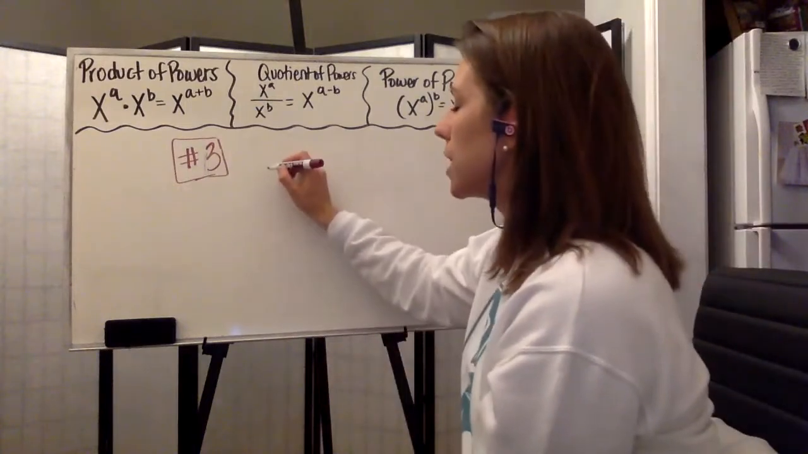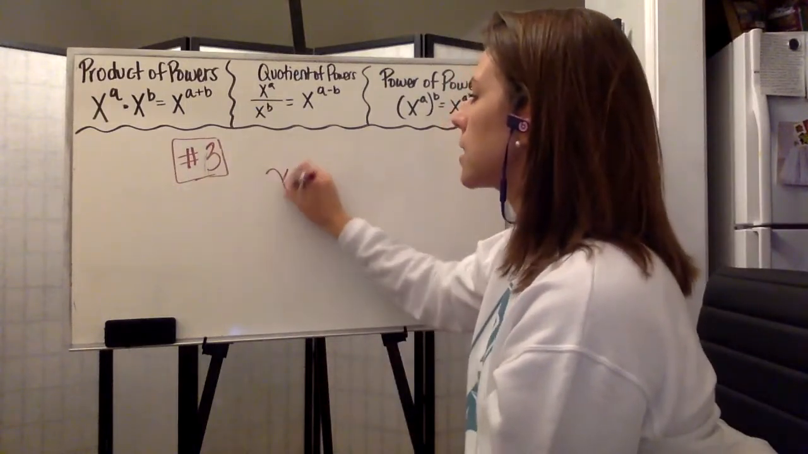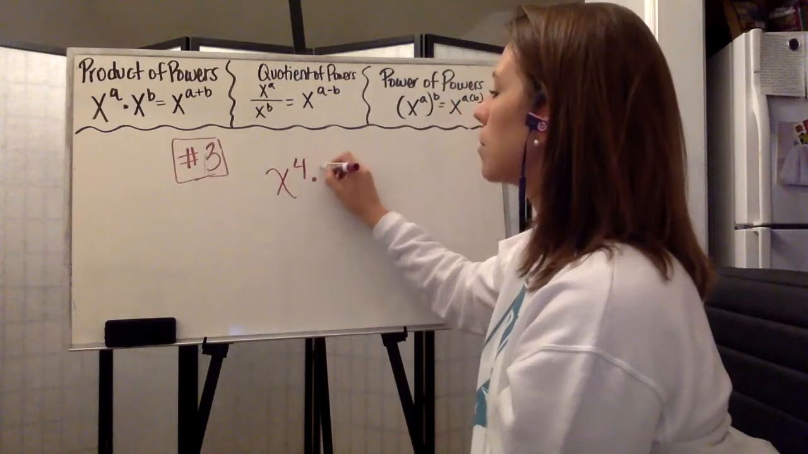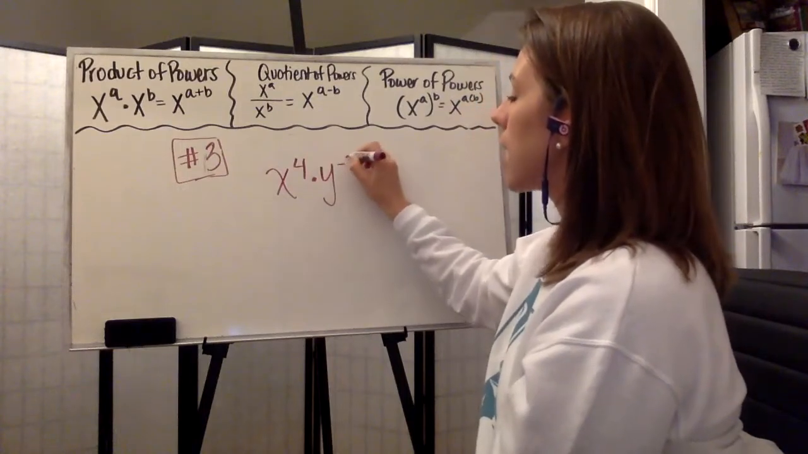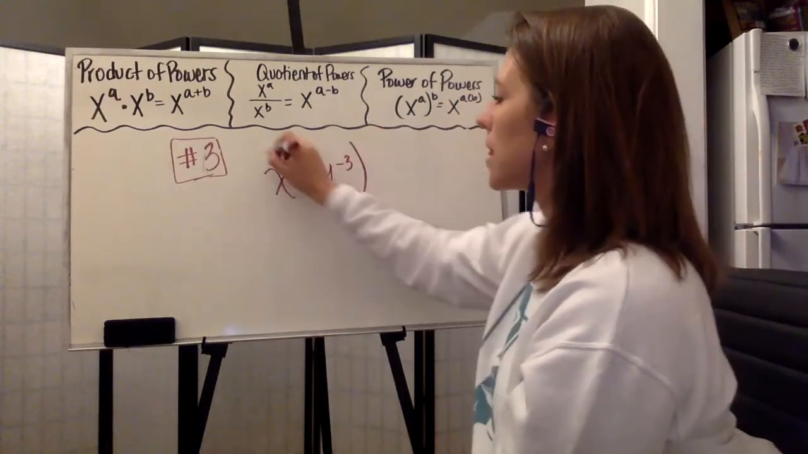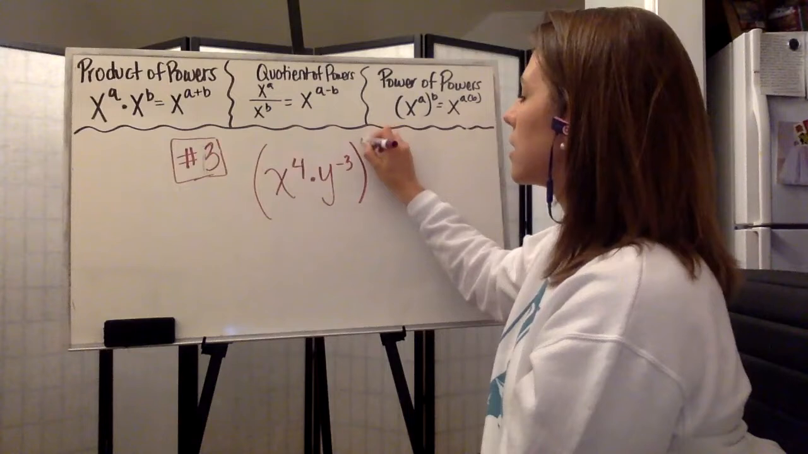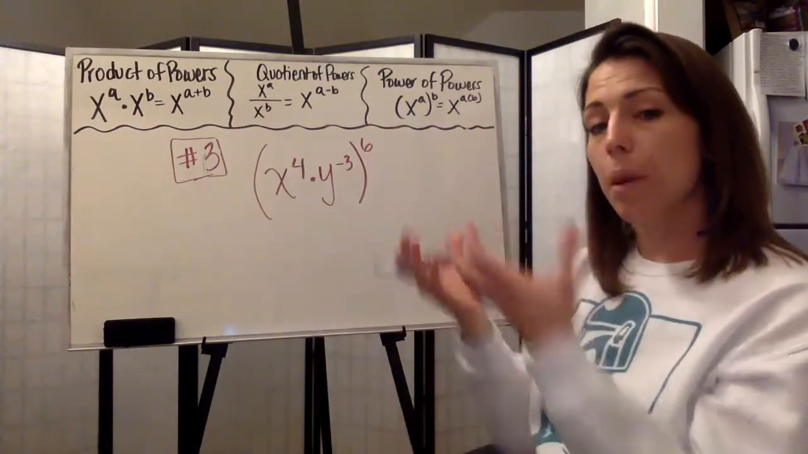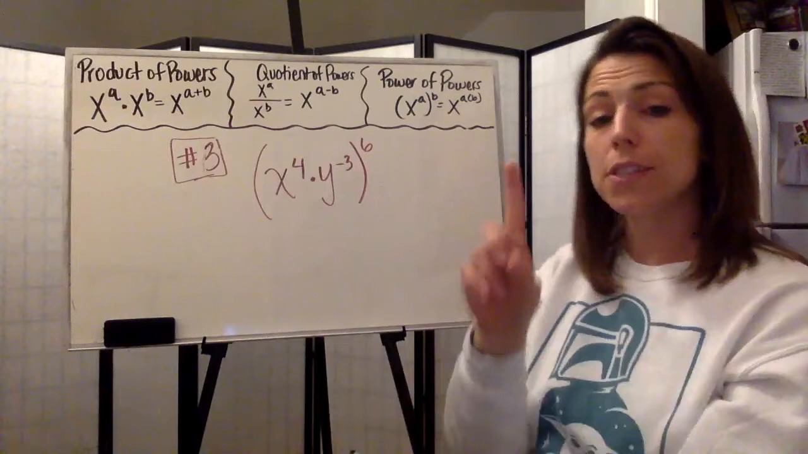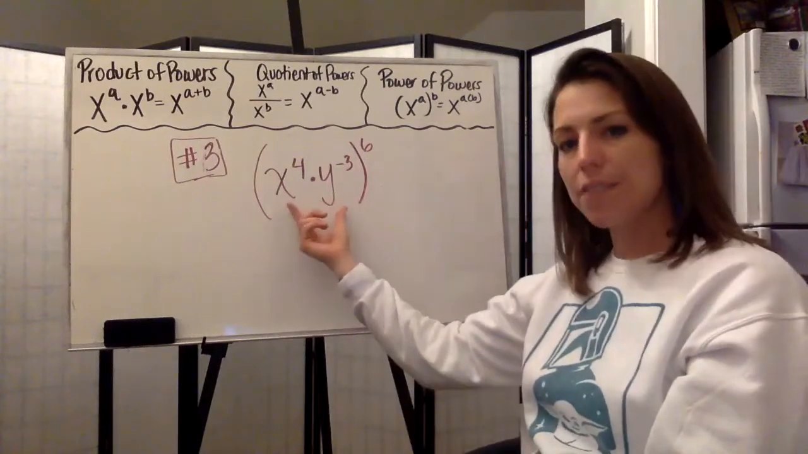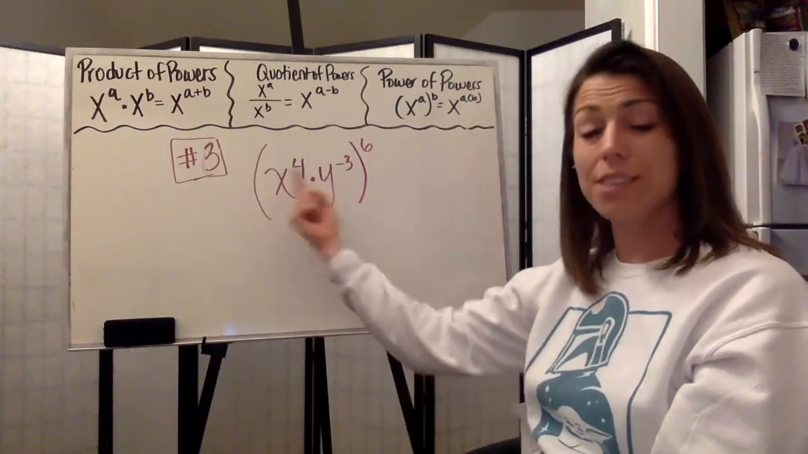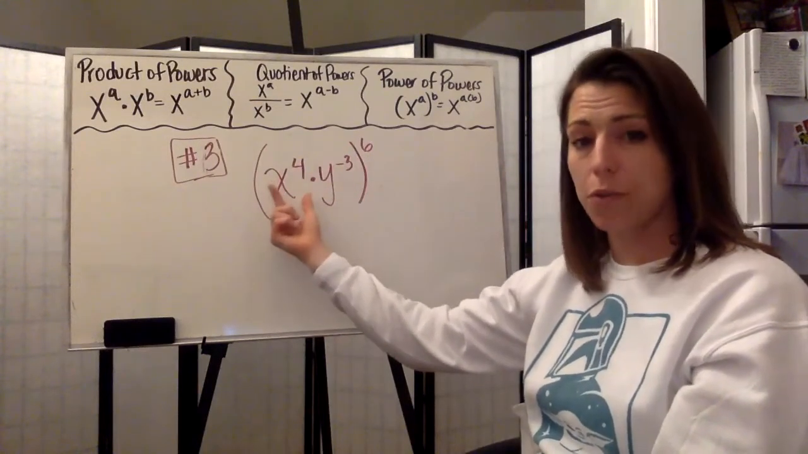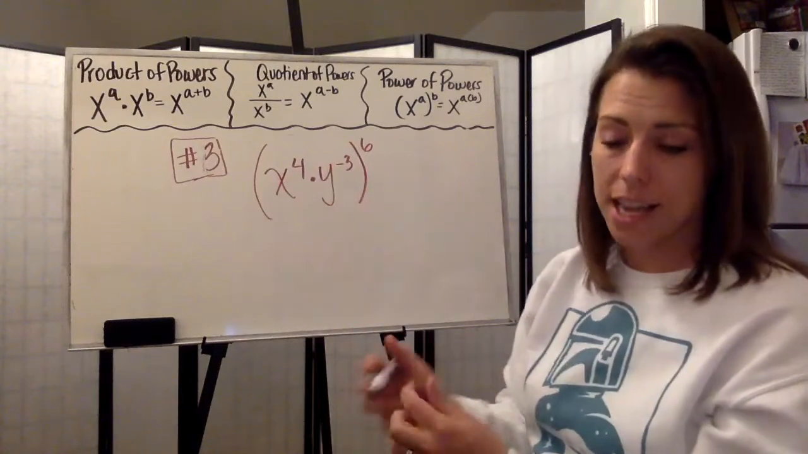In this one, we're going to look at x to the 4th times y to the -3rd, and then we're going to bring the entire thing to the 6th power. Okay, so this is still a power of a power property, but here's the problem. Inside of this power, we have 2 individual bases. We have x to the 4th and we have y to the -3rd.